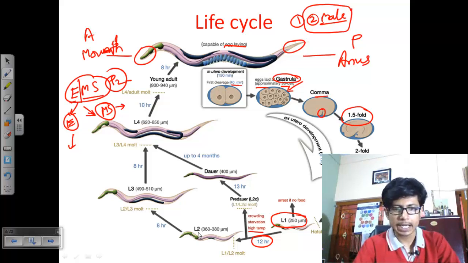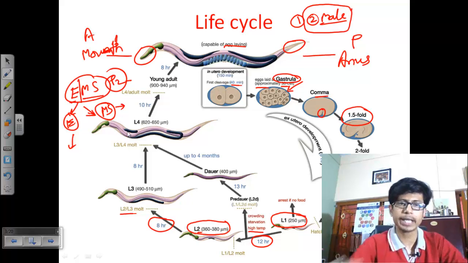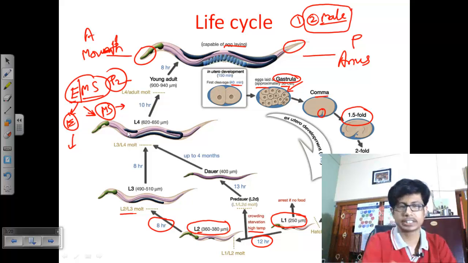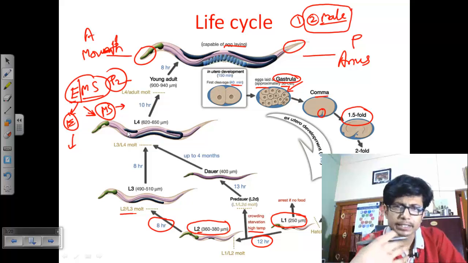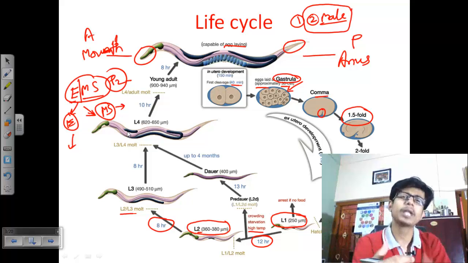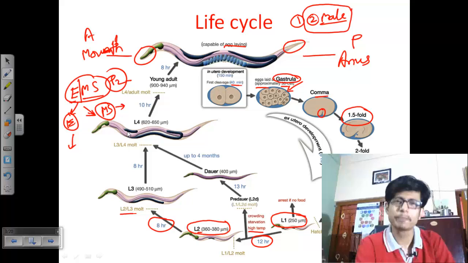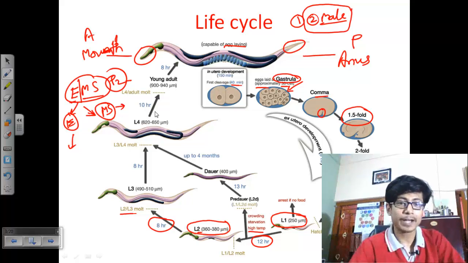Normally, once they start eating, after 12 hours L1 becomes L2, then after 8 hours L2 becomes L3, then after 8 hours again L3 becomes L4. As the transitions from L1 to L2 to L3 occur, the developmental system, that is the reproductive system, slowly builds up and becomes much more complicated over time. Finally, after 10 hours of the L4, it will ultimately turn into the young adult.